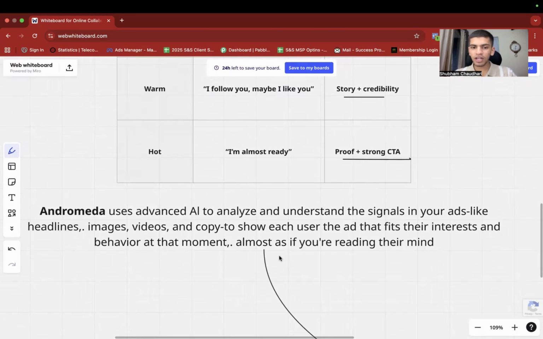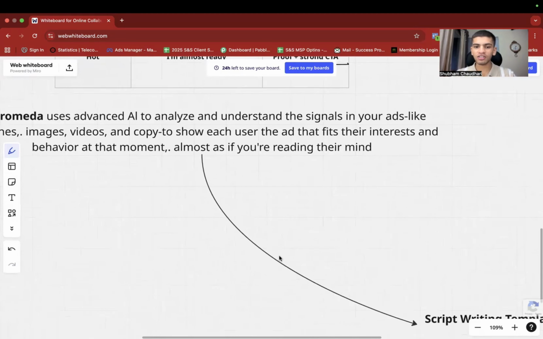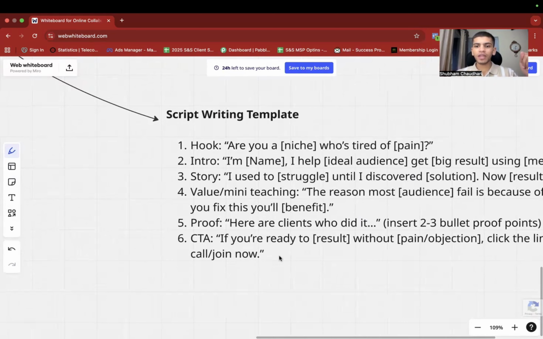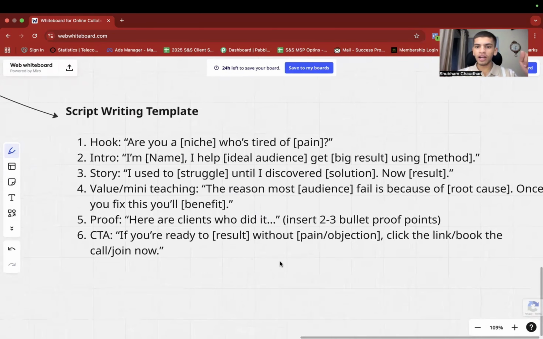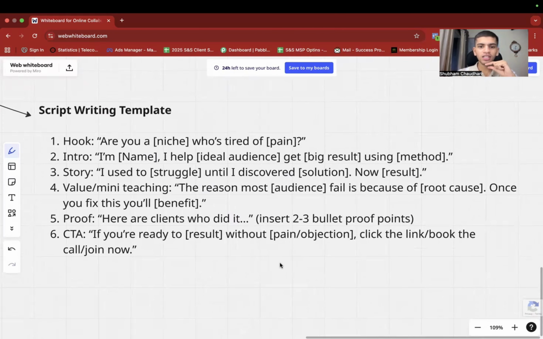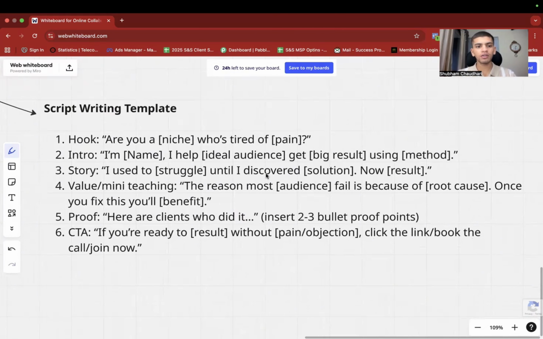The main way to get results is to have the best script, and that's the only way you're going to get results, right? So the script that you should be using to write your ad, I have given you. You can just take a screenshot of this or write it down somewhere.